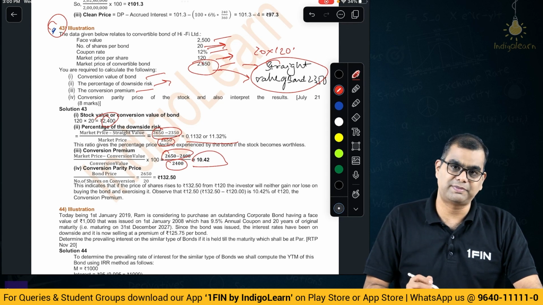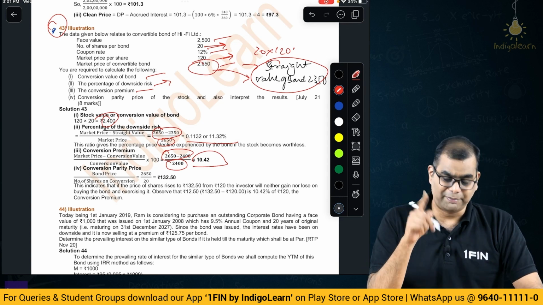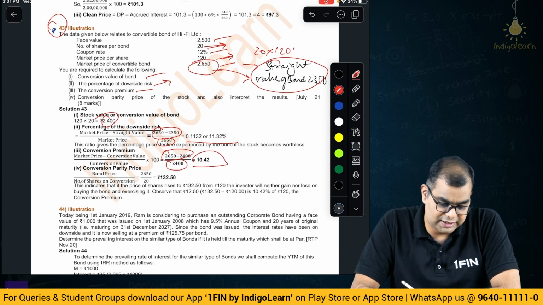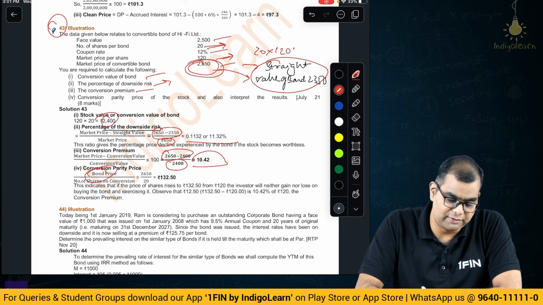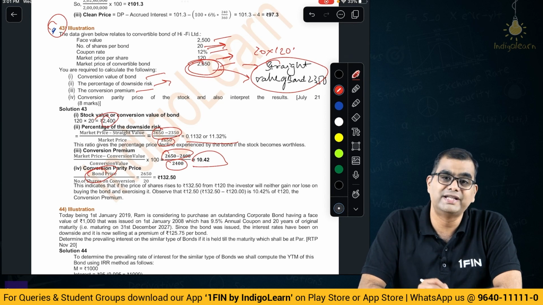And what is the conversion price parity? The price of the equity shares at which the bond price, which whatever is the current bond price of 2650, is justified.